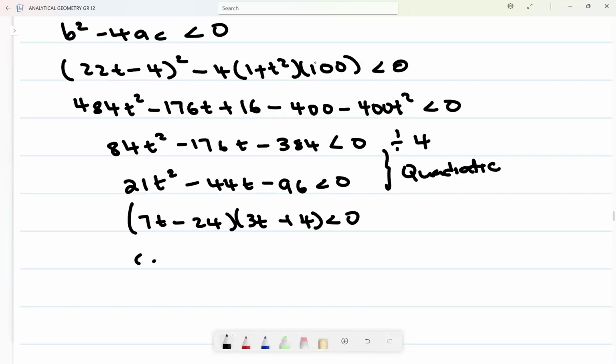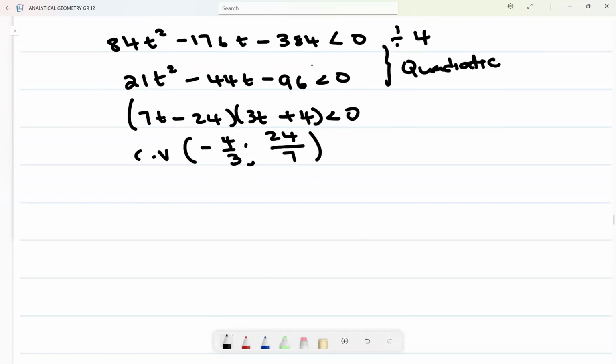Then the critical values. Your calculator will give you critical values. Critical values will be -4 divided by 3 as well as 24 divided by 7. These are the critical values. If you do not know how to find them, your calculator, after simplifying this, will give you these answers.